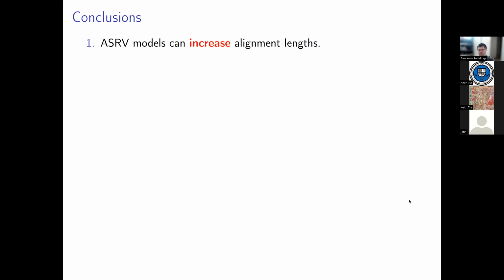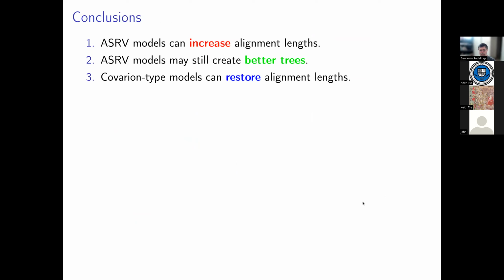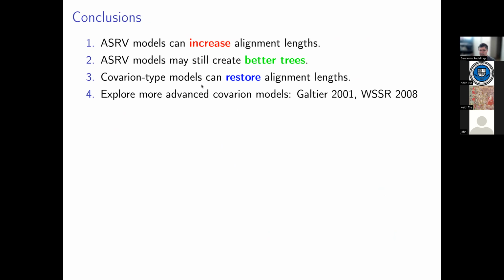So in conclusion, across-site rate variation models can make alignments a lot longer. These models might still create better trees because by splitting columns, they're in effect forcing the data not to violate the model. Covarion-type models can shrink the alignment length back again to what we expect. I'd like to explore in the future more complex covarion models. These types of heterotachy models are still perhaps in their infancy.